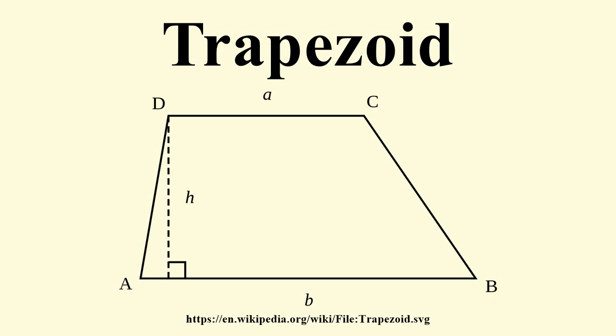Midsegment and height. The midsegment of a trapezoid is the segment that joins the midpoints of the legs. It is parallel to the bases. Its length m is equal to the average of the lengths of the bases A and B of the trapezoid. The midsegment of a trapezoid is one of the two B-medians. The height is the perpendicular distance between the bases.